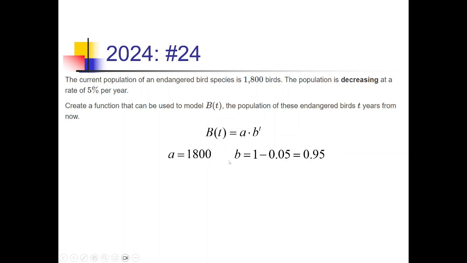Plugging all that in, we just end up with b of t equals 1,800 times 0.95 to the t power. The t remains the same. And this is our exponential function.